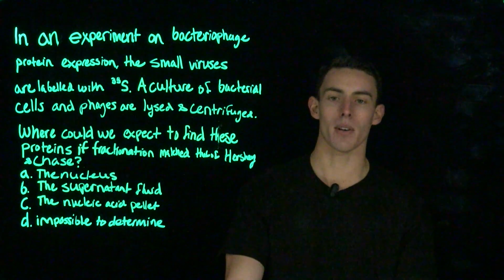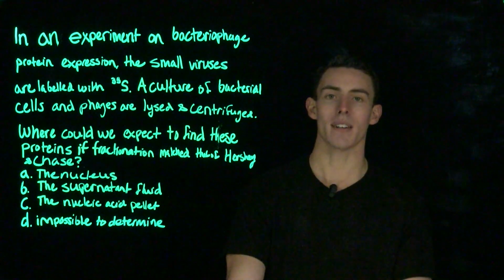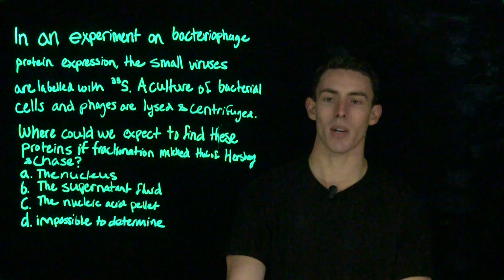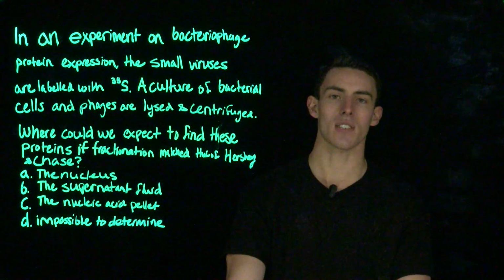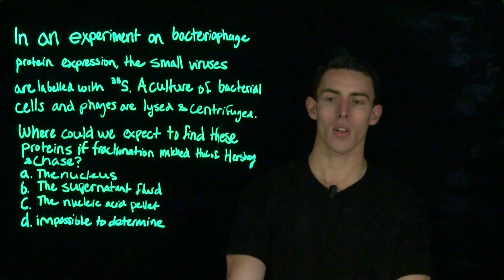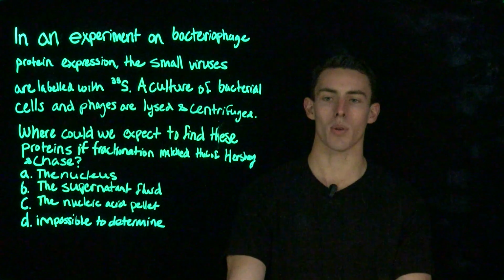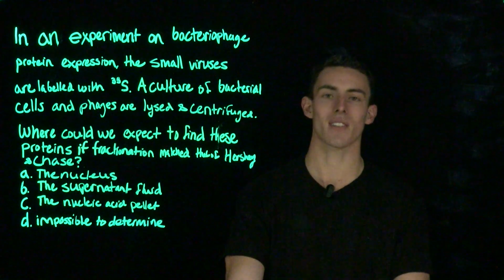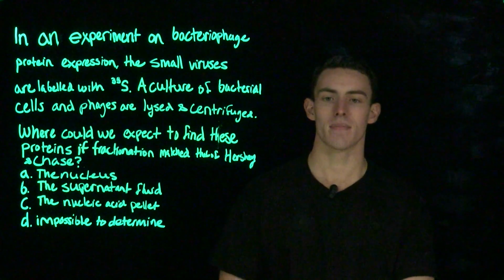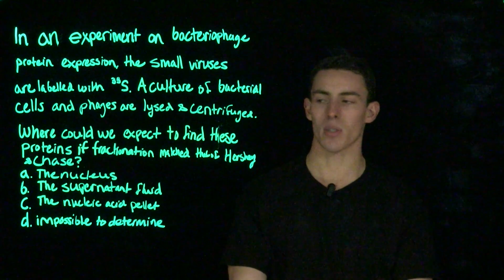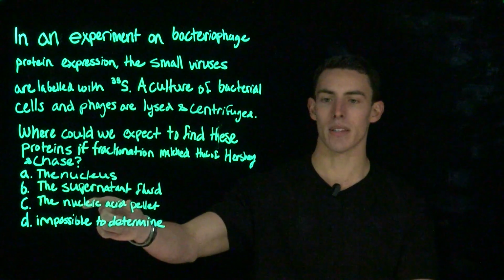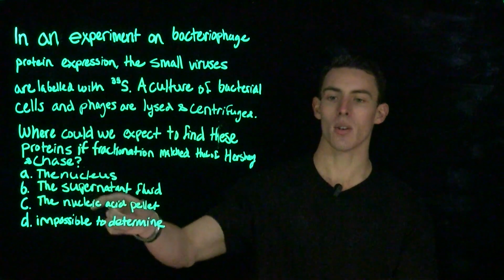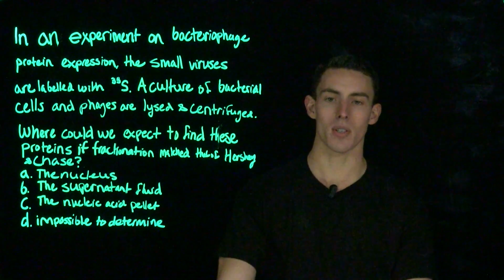Now, let's apply what we learned in the Hershey-Chase experiment. In an experiment on bacteriophage protein expression, the small viruses are labeled with 35S. A culture of bacterial cells and phages is lysed and centrifuged. Where can we expect to find these proteins if fractionalization matched that of the Hershey-Chase experiment? So now let's look at these answer choices. Could it be the nucleus, the supernatant fluid, the nucleic acid pellet, or impossible to determine?